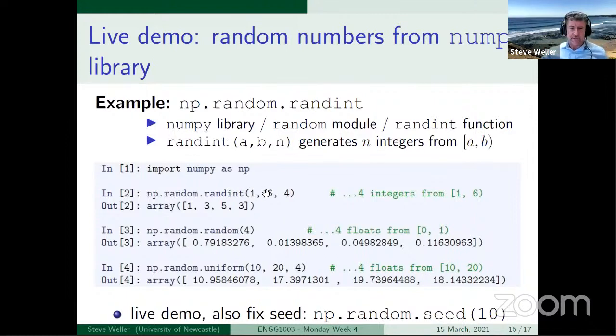Now, the randint function itself has three parameters, 1, 6, and 4 in this case. That means draw random numbers between 1 and 6, but not including 6. So this will actually generate random numbers between 1 and 5. It's confusing indexing again, but we live with it. And it'll generate 4 of them. This time we're generating 4 integers, not just 1, but 4.